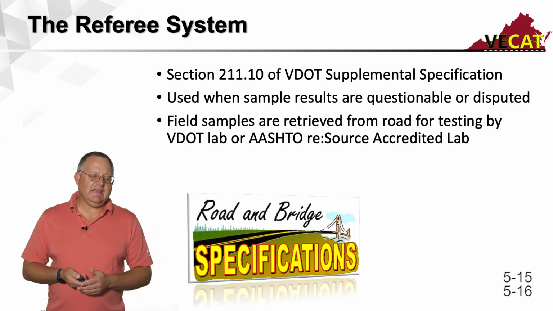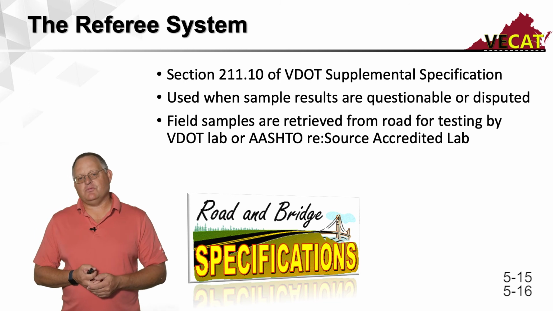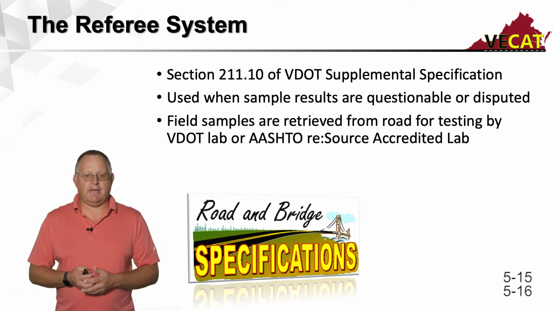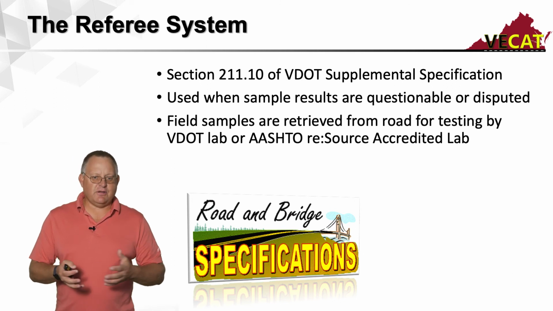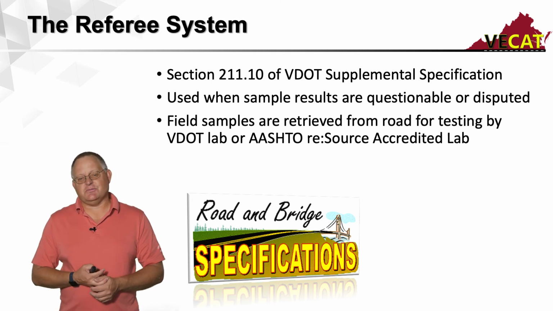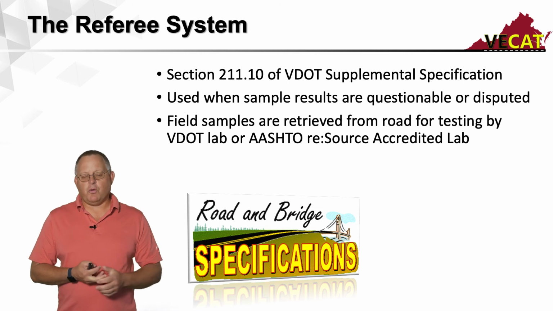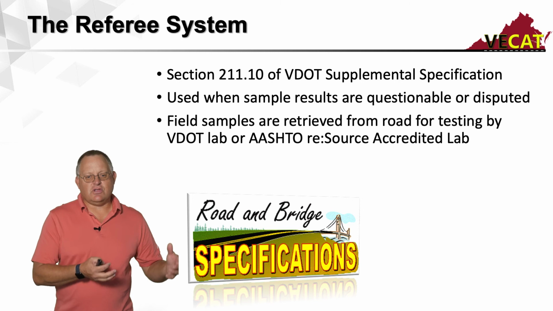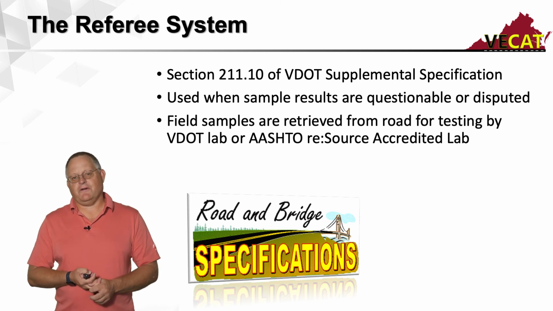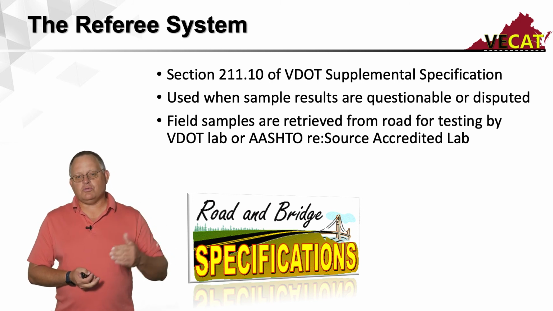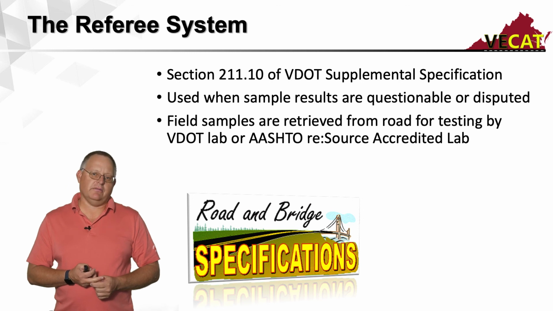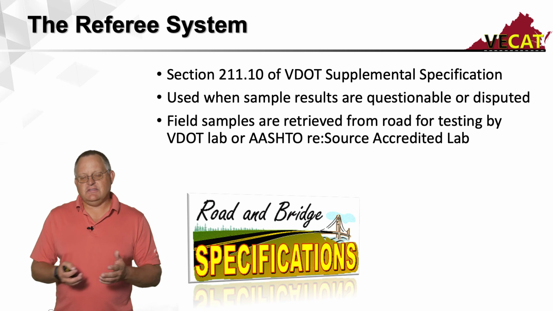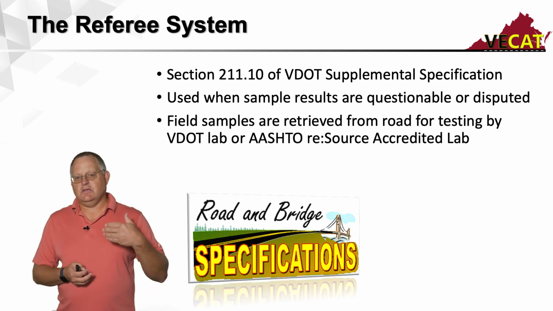As I mentioned at the beginning, there will be times when the contractor's results and the department's results will not match. Sometimes they're a minor mismatch, but sometimes they can actually result in stop work, or in pay reductions. In that case, there's a whole process in the specs called the referee system that walks you through how you go about determining final payment. So we're using that for questionable results.